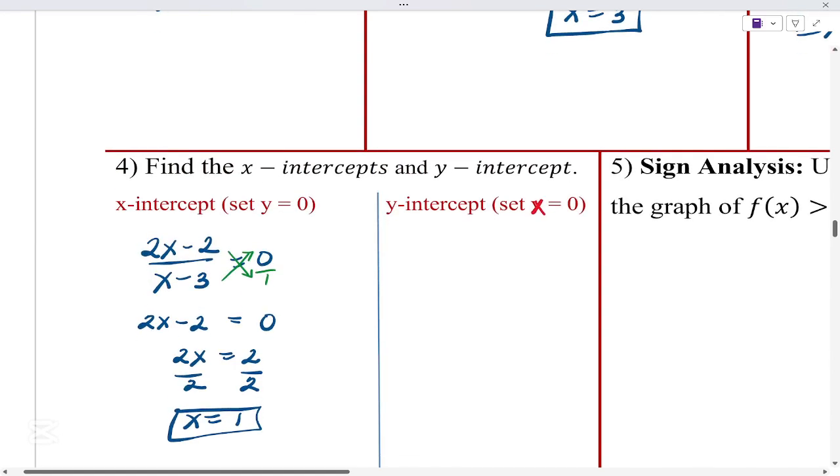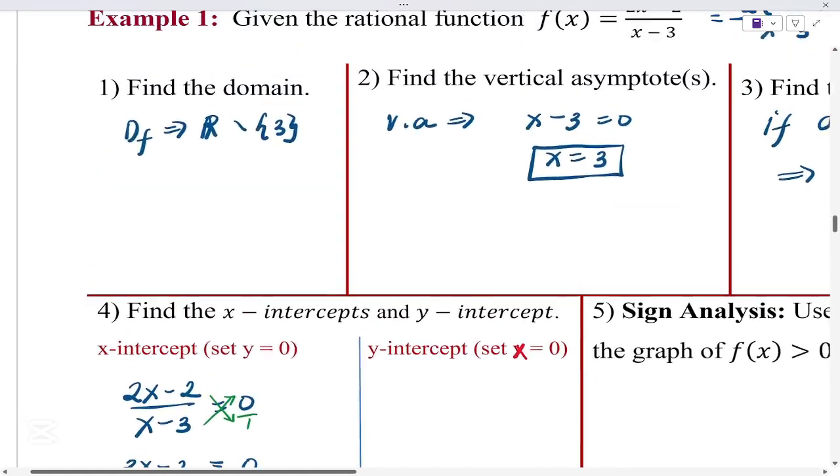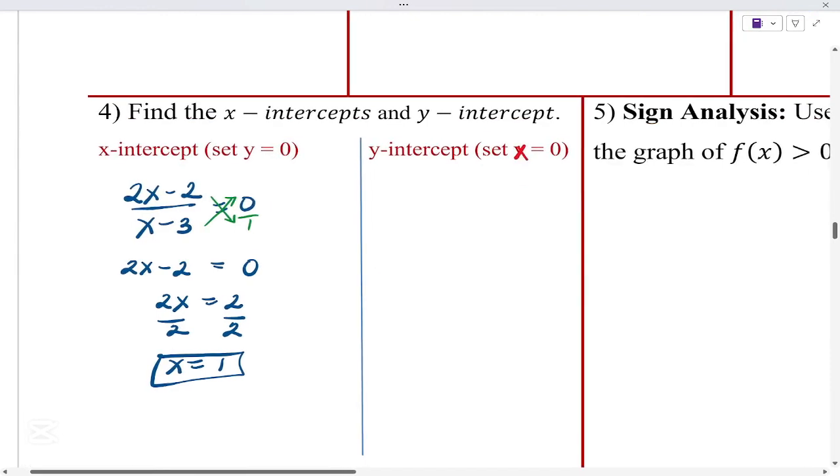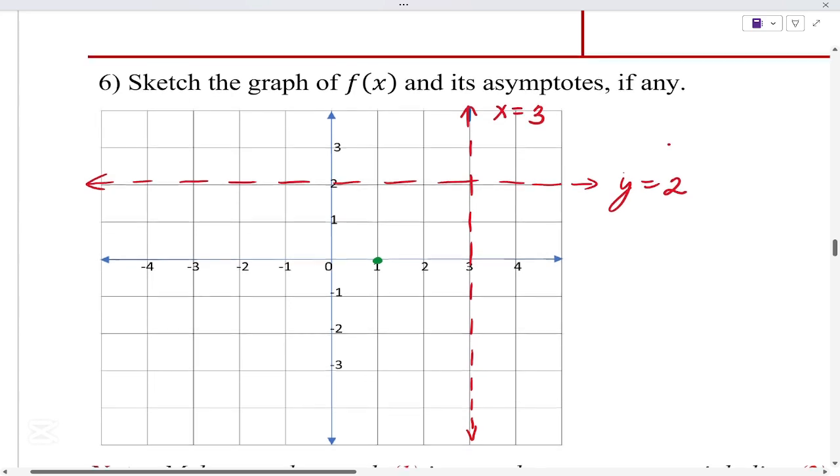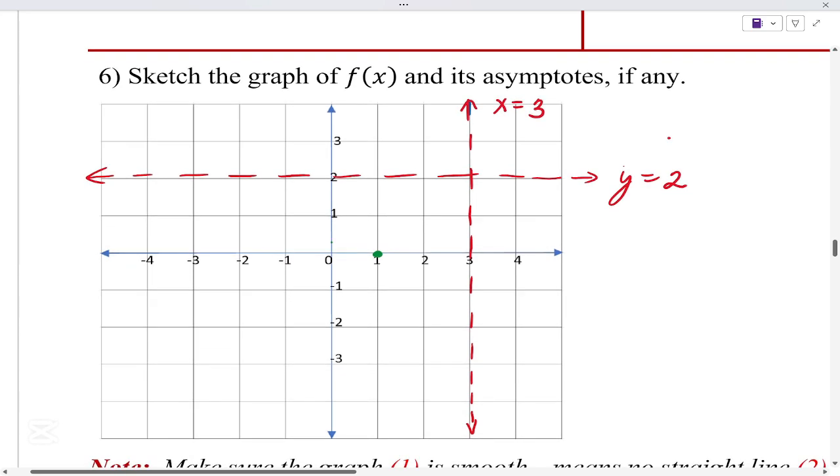And then for the y-intercept, we set x equal to 0. So we have y equal to 2x minus 2 divided by x minus 3, putting x as 0. So y is equal to 2 times 0 minus 2 over 0 minus 3, which is equal to positive 2 over 3. So this is the y-intercept. Let us plot the y-intercept at 2 over 3, which is this point.